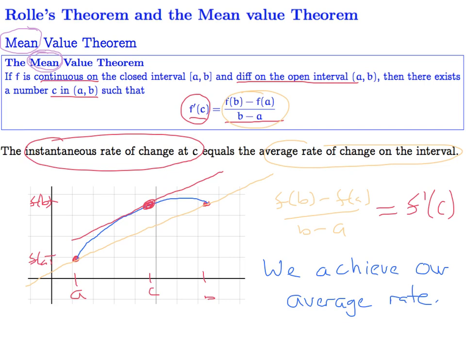A way to think about this is to think that suppose you drove 60 miles in 1 hour. That means at some point along your journey, no matter how fast you were going, how slow you were going, whatever, there was some time when you were going exactly 60 miles an hour.